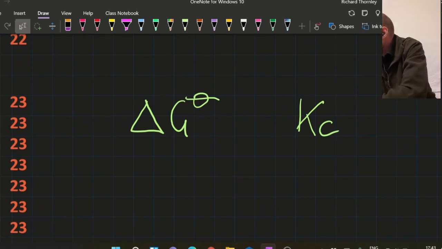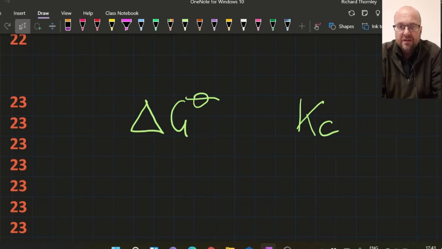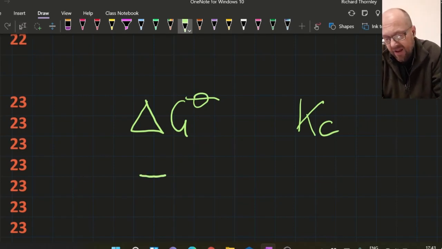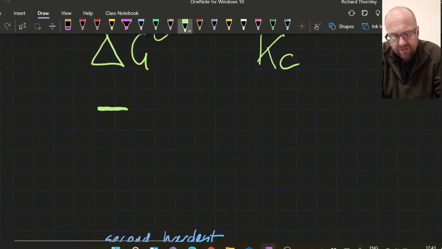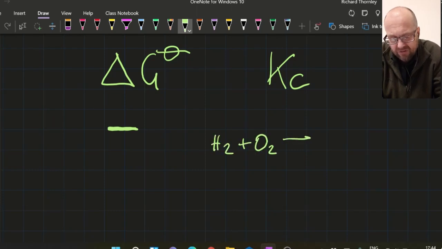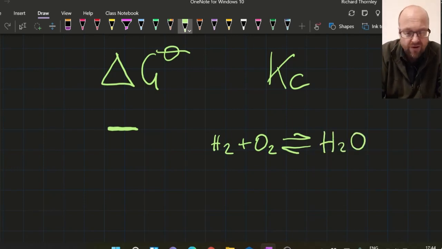23. Which statement is true for a spontaneous reaction? I haven't really seen this one before. So delta G theta, the standard Gibbs free energy. If it's negative, it's spontaneous. And what's going on with the equilibrium constant here? Let me think of a reaction I know that happens. Hydrogen reacts with oxygen, and it's really spontaneous in the sense that once you light it up, it will just run away.